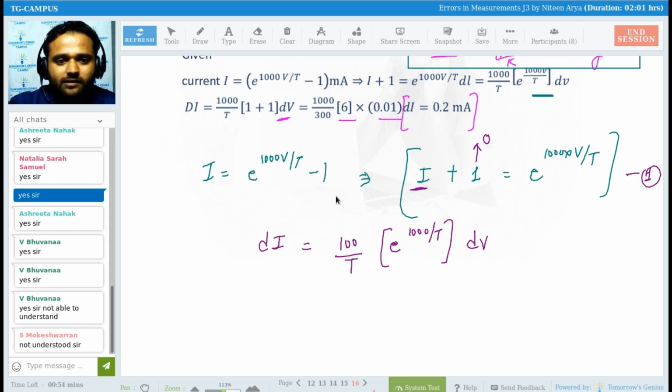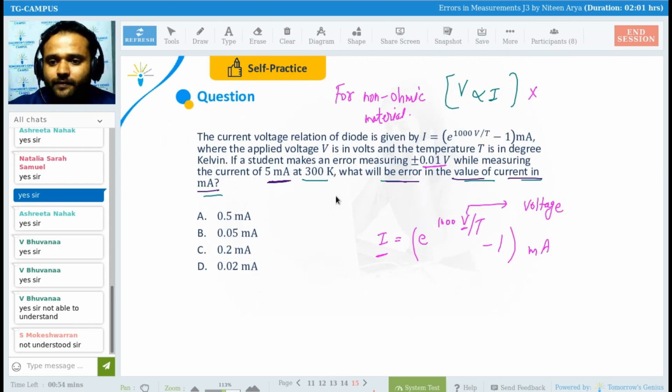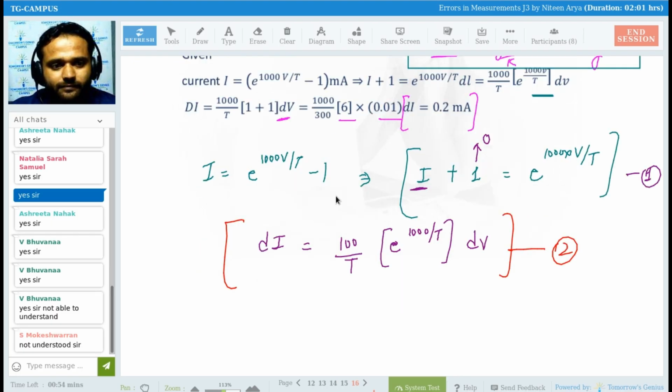See here, in this equation number 2 you have everything. Back to the question. You have voltage, you have 300 Kelvin temperature also, you have the error which is 0.01. What do you need other than this? Nothing. Clear? Is this clear? Tell me, beta, is this clear or not?